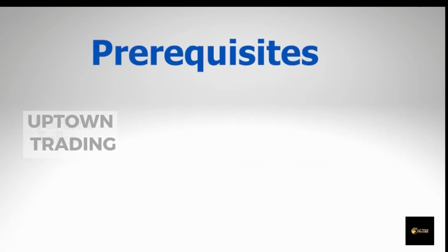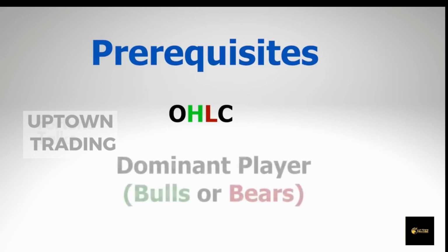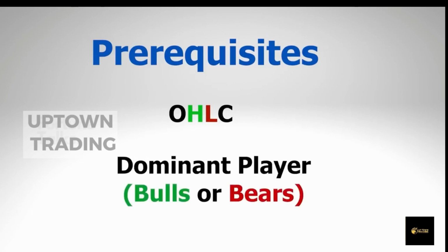To learn this method, all you have to understand is just two little things. Number one is the open, high, low, close, or the OHLC of the candles. And number two is to figure out who is more dominant in the market, whether it is the bulls or the bears, or simply the buyers or the sellers at a particular time period.